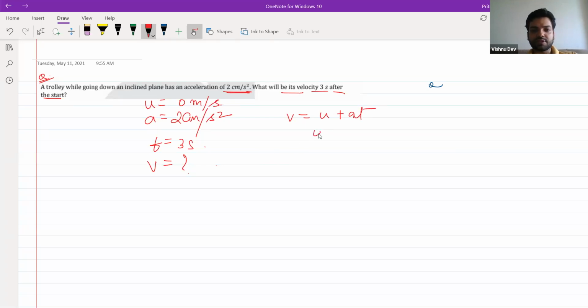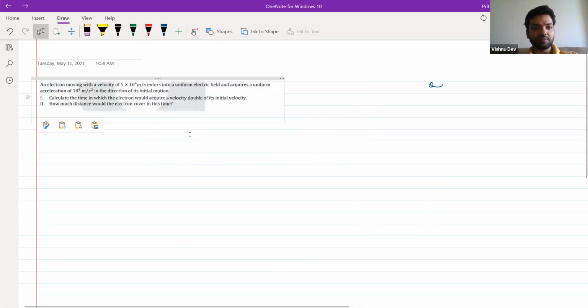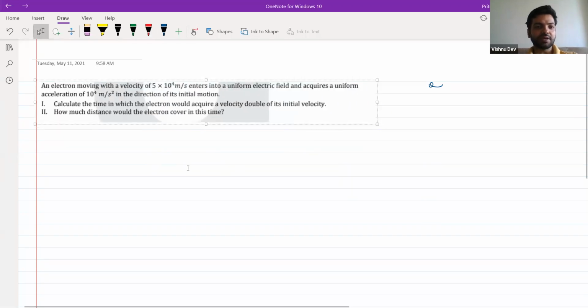Okay, very simple. We'll just put the values: u as 0, a is 2, t is 3. So yes, it will be 6 centimeters per second. Okay, another question we will do. Everyone will attempt this question.